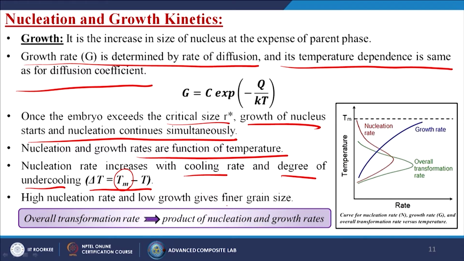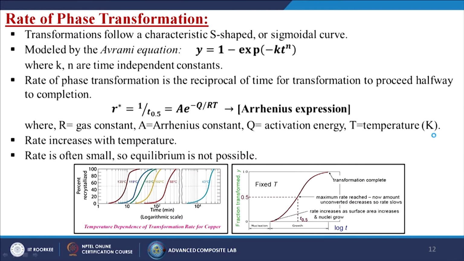So, what is the consequence? Overall transformation rate means the product of the nucleation and the growth rates. So, here is the graph, with temperature on the y axis and the rate on the x axis, and you can see that this is the nucleation rate, this is the growth rate, and this is the melting temperature of that material, and this is the overall transformation rate, which is nothing but the product of the nucleation rate and the growth rate. Now, we are going to discuss the rate of phase transformations.